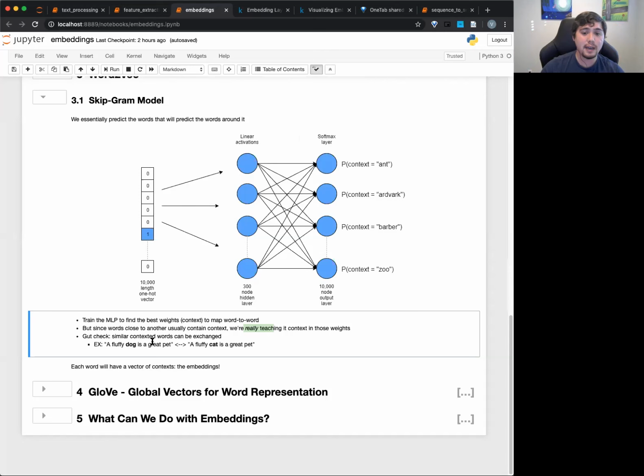But the idea here is that words like a fluffy dog is a great pet and a fluffy cat is a great pet. This dog and cat are more or less interchangeable, so they have similar context to each other. So you can see that words that are close by are going to occur frequently around the same words of similar context. Okay, does this make sense? What's going on?